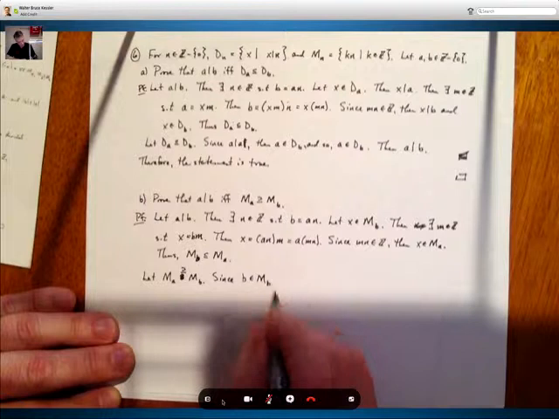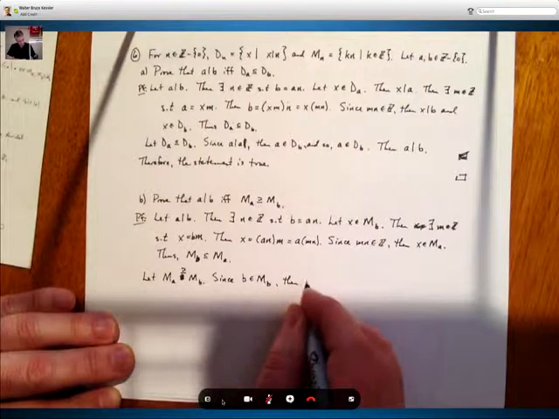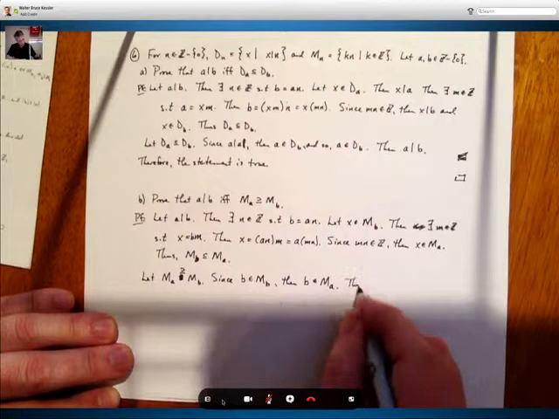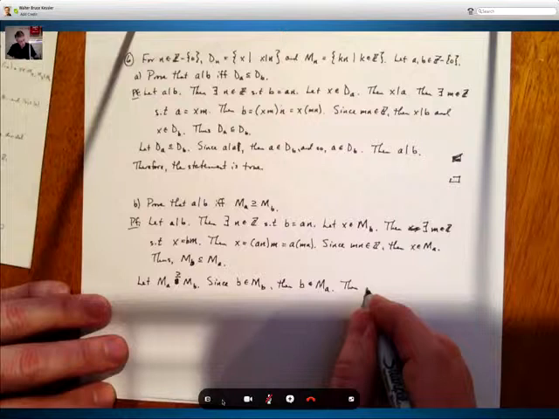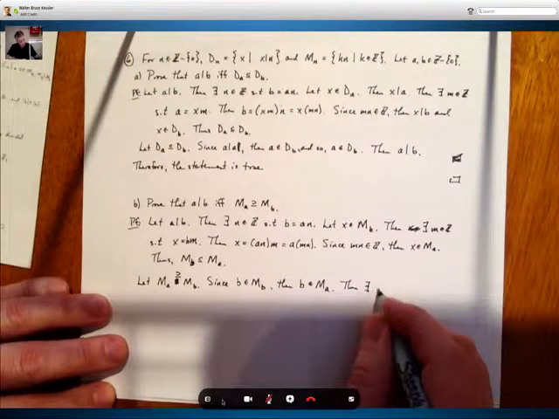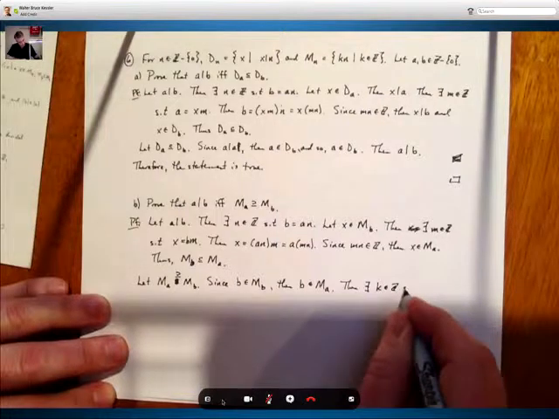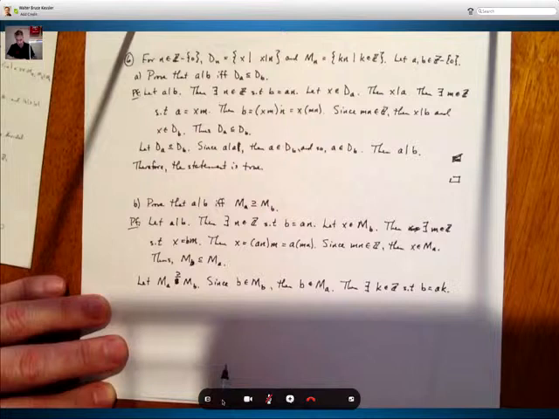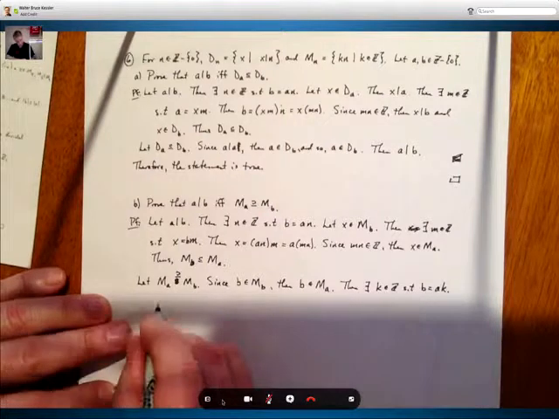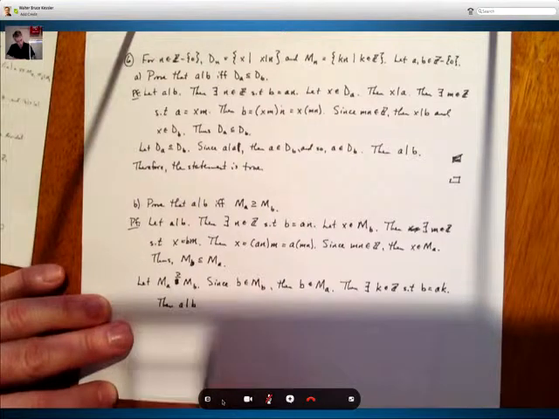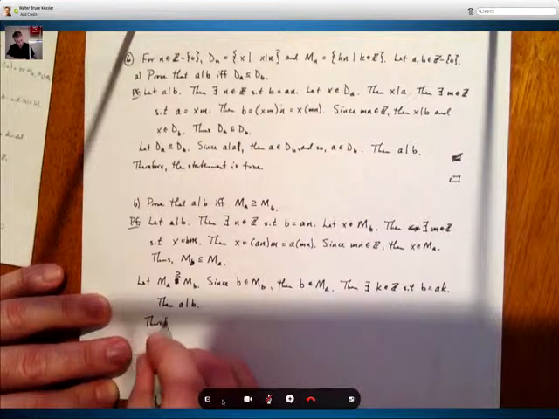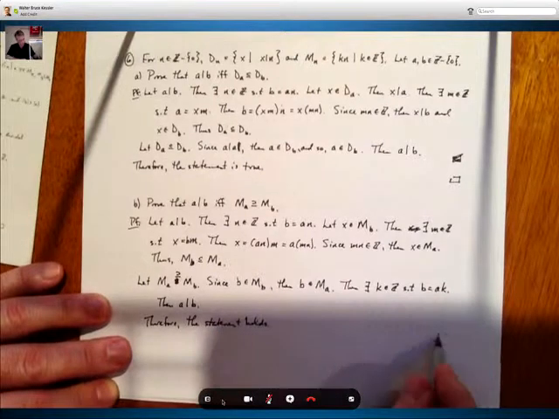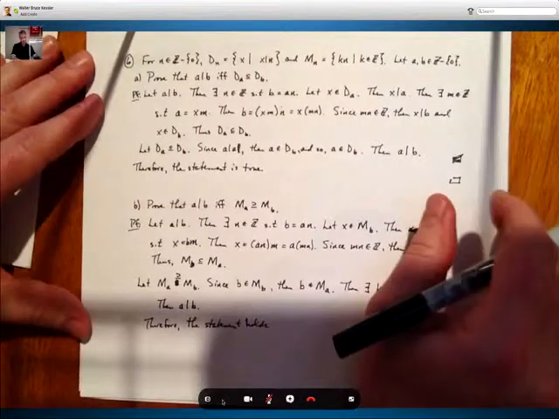Since B is an element of M sub B, it's really a multiple of itself, then B is an element of M sub A, then there exists some, I don't know, use some different integer K such that B is A times that K. Well, what that really means then is that A divides B. Therefore, the statement holds. Okay?